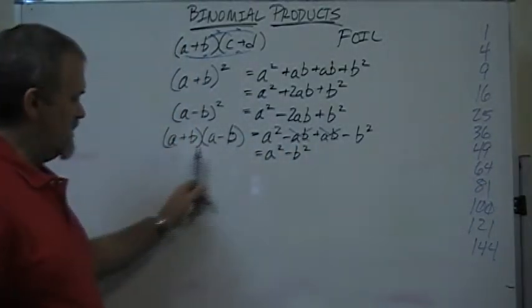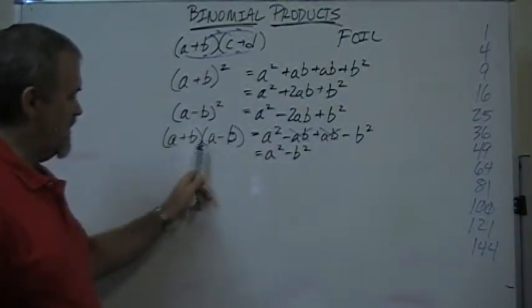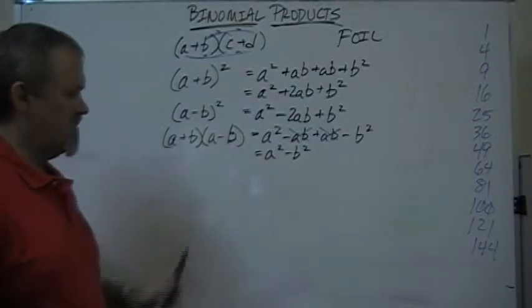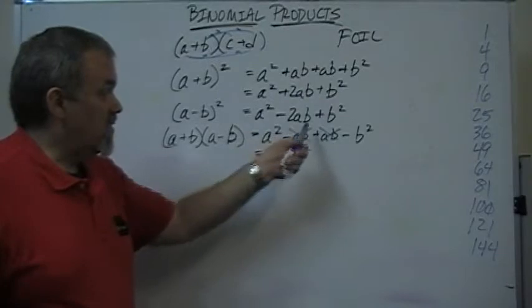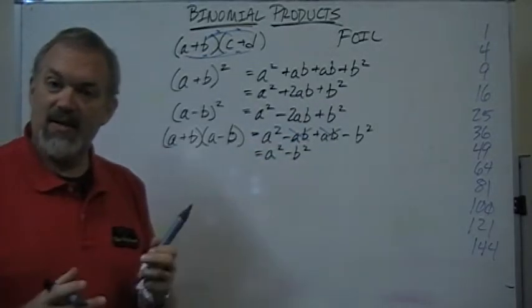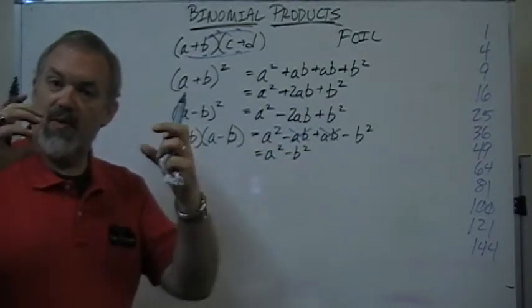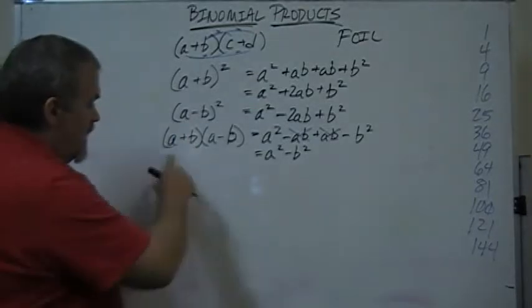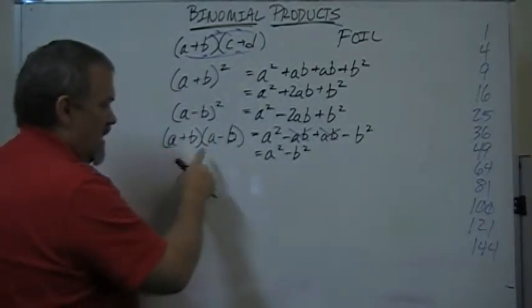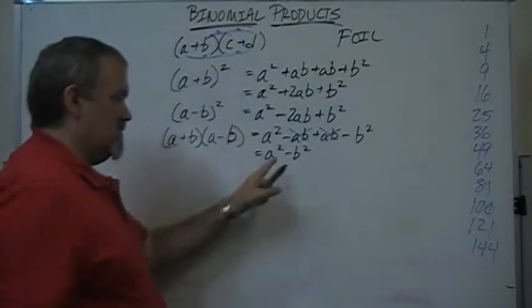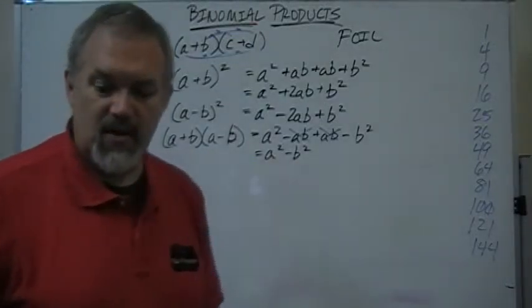So when we see this form where we have the same term, and the signs in the middle are different, then we know that this middle term that we would normally have will cancel itself out. And we're just left with squaring the two on the end. A squared minus b squared. It is important that we realize it's a minus in the middle.